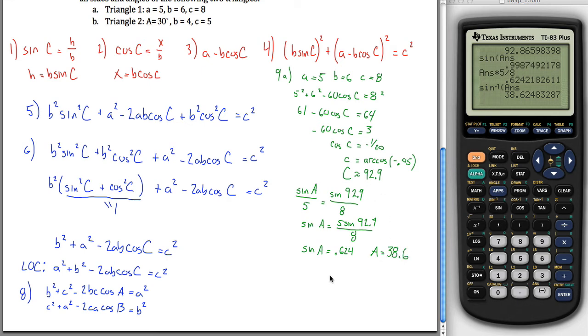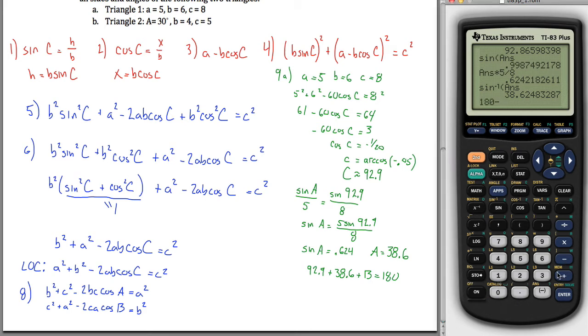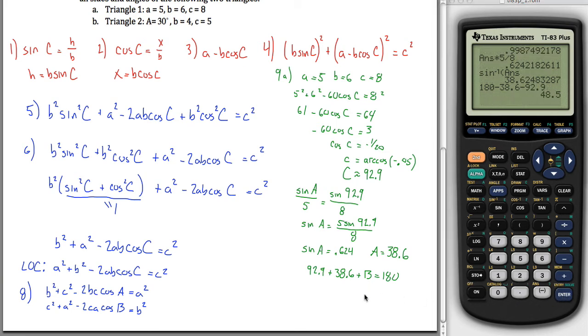And now that you know A and C, you can figure out B by saying that 92.9 plus 38.6 plus B has got to be 180. If you add up all the angles of a triangle, it's got to be 180. So if I do 180 minus, I guess I'll use my rounded versions, 38.6 minus 92.9, what I'll get is that B is equal to 48.5.